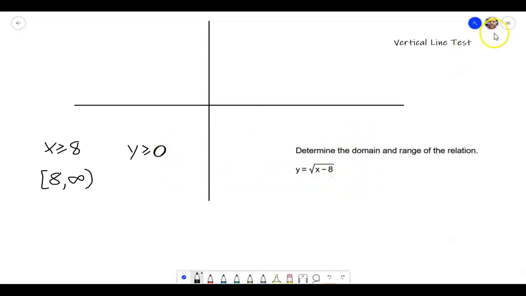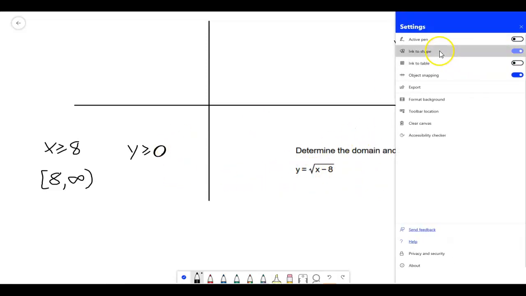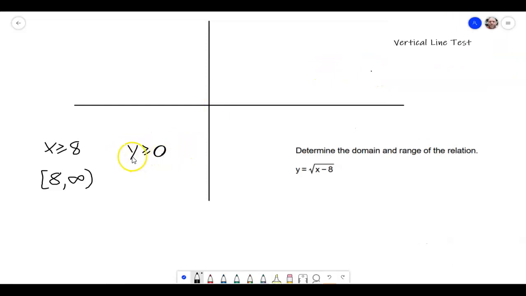I still have that function on there. Let me turn that ink to shape off. So we can make y as large as we want, so it's going to go all the way from 0 up to infinity. So the range of this is going to start at 0 and go all the way up to positive infinity. And the domain and range are really just saying what x values are in this function and what y values are in this function.